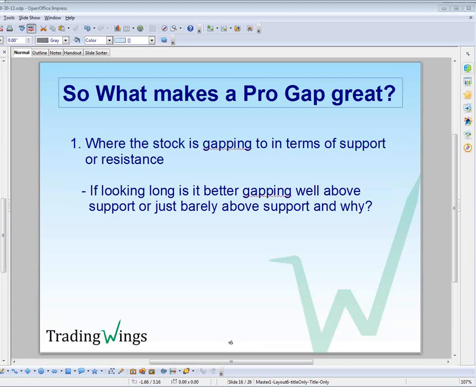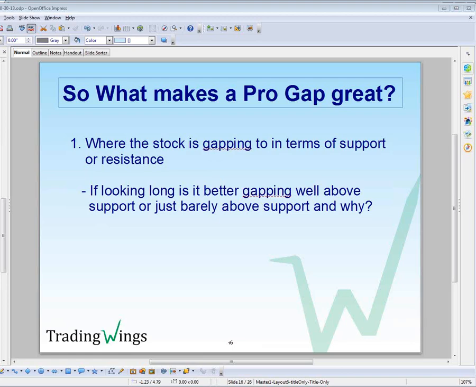Okay, perfect. So number one is where the stock is gapping to in terms of support or resistance. If you want to go long, what I prefer, guys, is I want the stock to gap just above resistance. If I want to go short, I want the stock to gap just below support. And obviously, someone else had said it earlier, Anna said it, Anna Banana: I want plenty of void.